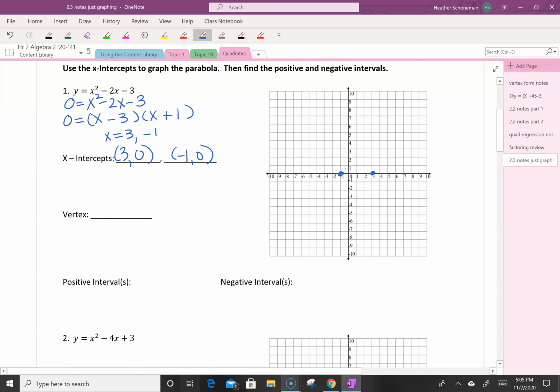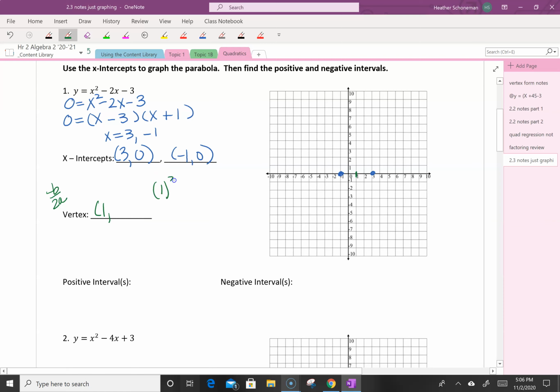Okay, and now I'm going to find the vertex. Now, to find the vertex, I can do the opposite of b over 2a like we've done before. Or, new fact, the vertex has to be in the exact middle of my two x-intercepts. So the exact middle would be here at 1. Now, because this starts with a positive x squared, I know it's opening up, so my vertex has got to be somewhere down below here.